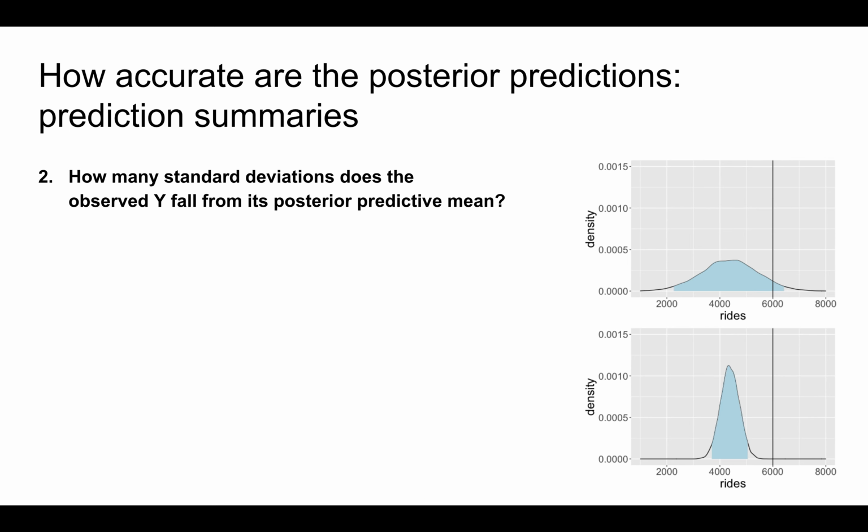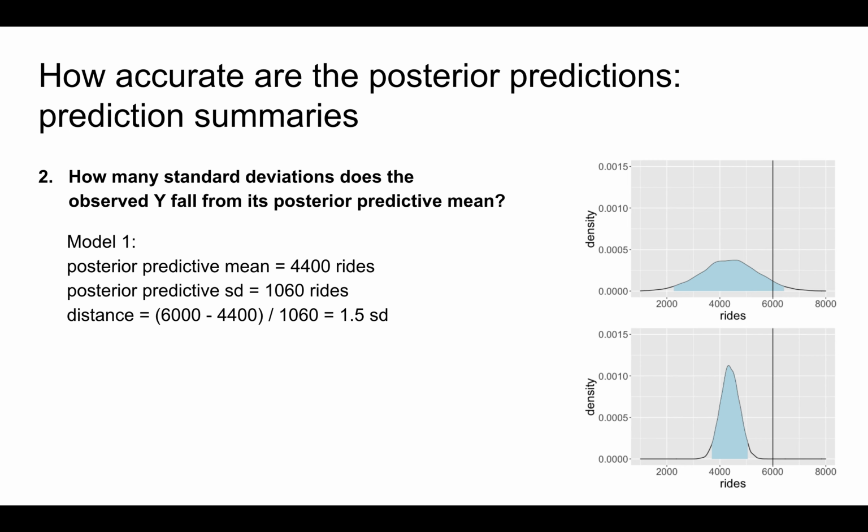Thus, as a follow-up, we can ask not just how far an observed outcome is from its posterior predictive mean, but how many standard deviations it falls from the mean. This provides a more standardized metric for comparison. For example, the posterior predictive model for Model 1 has a mean of 4,400 rides with a standard deviation of 1,060 rides. Thus, subtracting the mean from our observed 6,000 rides and then dividing by the standard deviation reveals that our observed ridership is 1.5 standard deviations above its mean prediction.